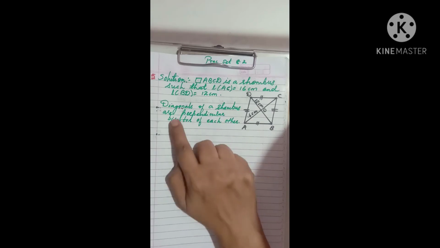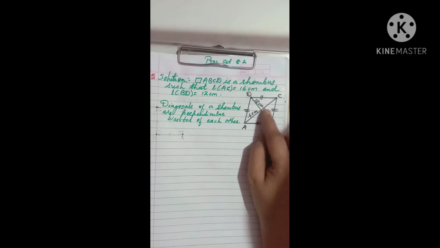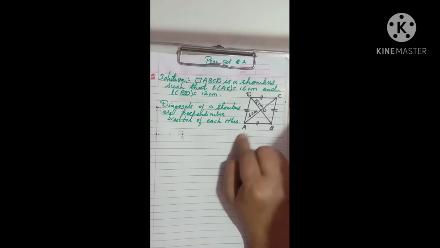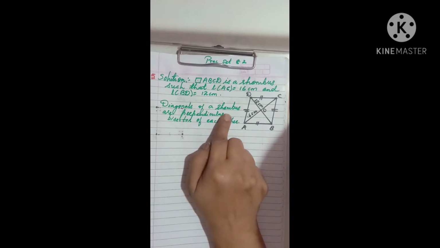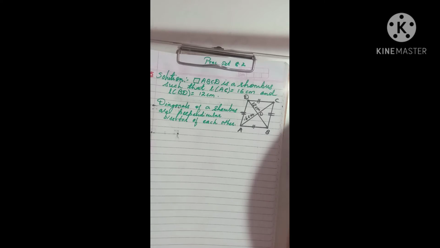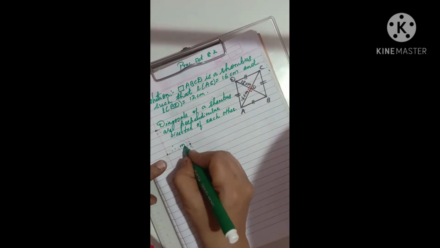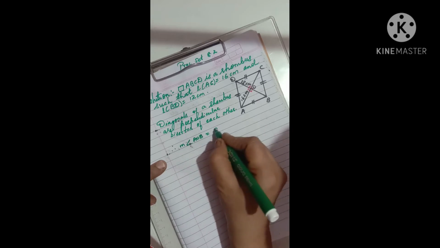One also important point is diagonals of a rhombus are perpendicular bisector of each other. Okay, so we have shown that here diagonals are perpendicular bisector of each other, with the red color. Therefore measure angle AOB is equal to 90 degree.